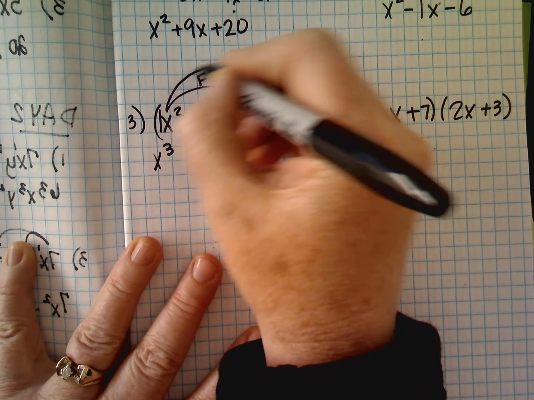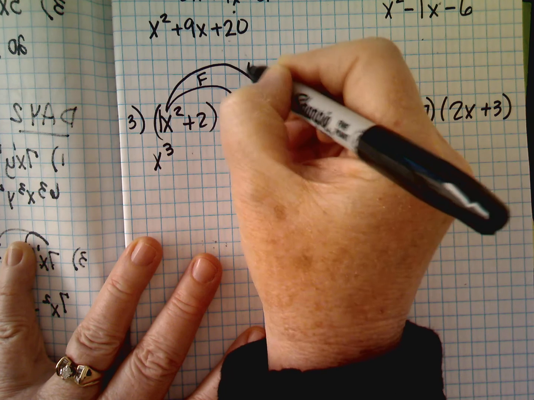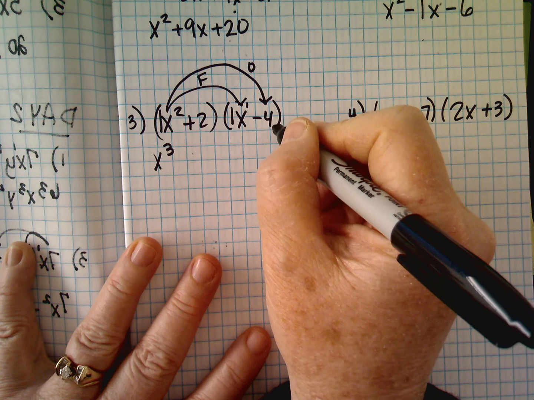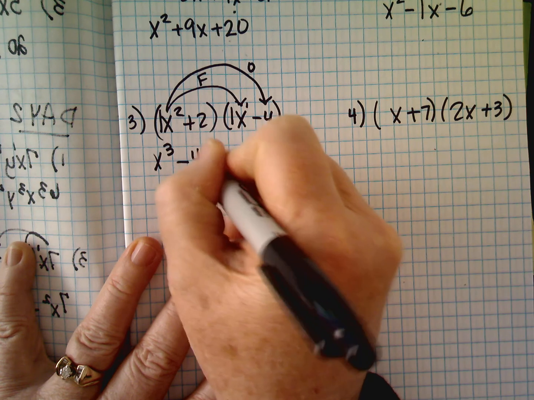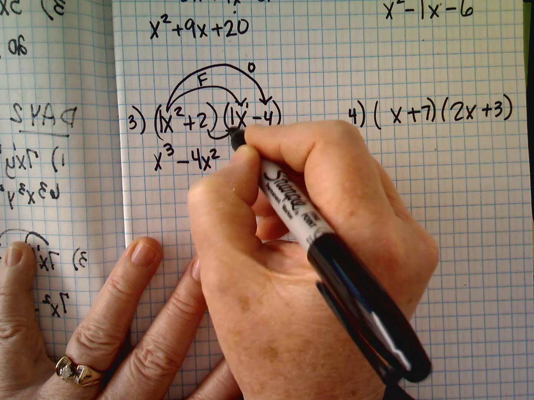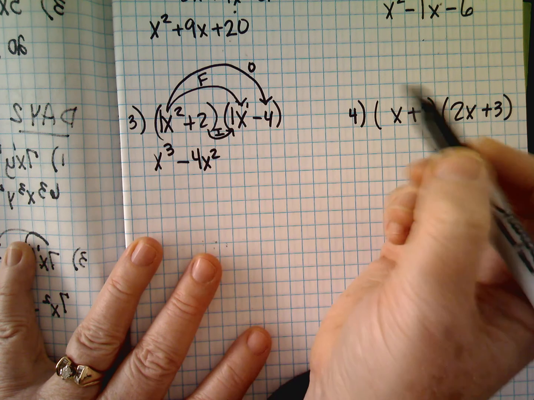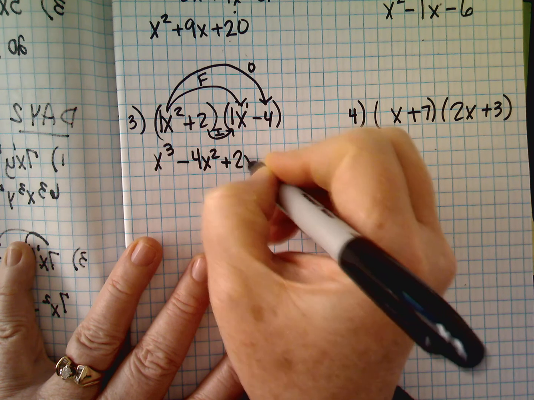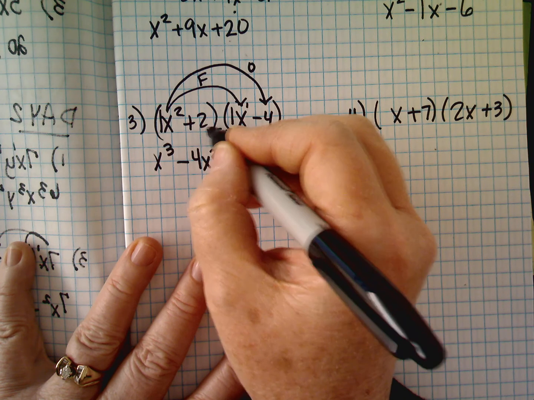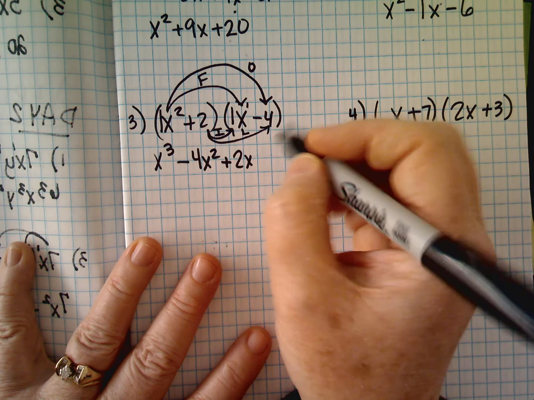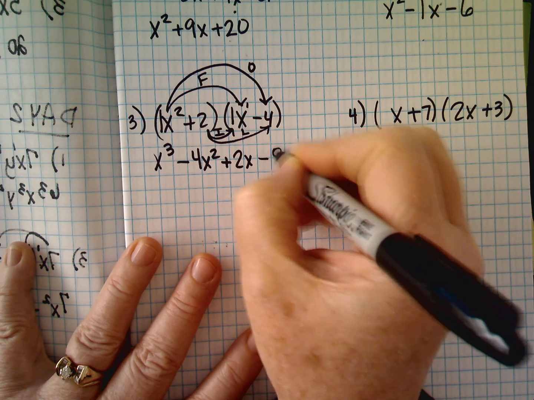Now we're going to do outside times outside. That would be 1x squared times negative 4, negative 4x squared. And then we're ready to do inside times inside. So that's 2 times 1x, which is 2x. And then we do last times last, which is 2 times negative 4, negative 8.